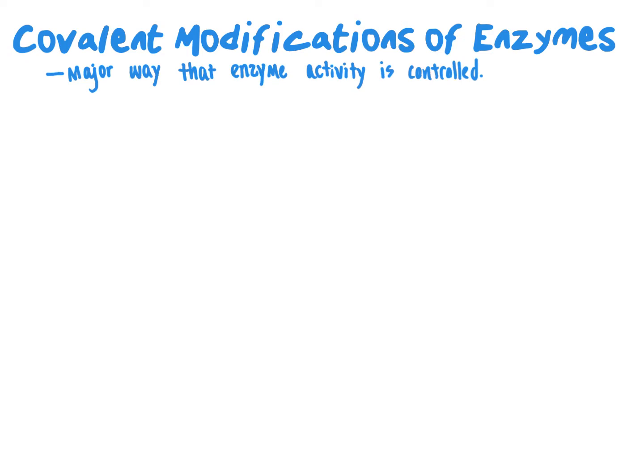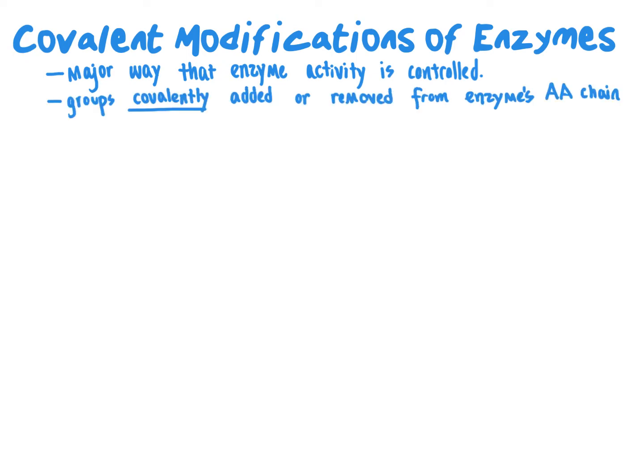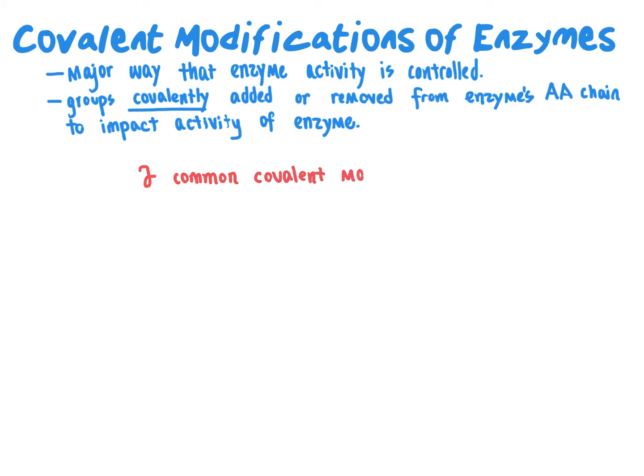Covalent modifications are where groups are added or removed from a protein's amino acid chain in order to impact the activity of the protein. There are a bunch of different types of covalent modifications, too many to cover in an introductory topics course. We'll talk here about two common covalent modifications that will give you a general idea about the flavor of these modifications and their impact on the activity of enzymes, and why these are a really powerful way for the body to control the activity of enzymes.